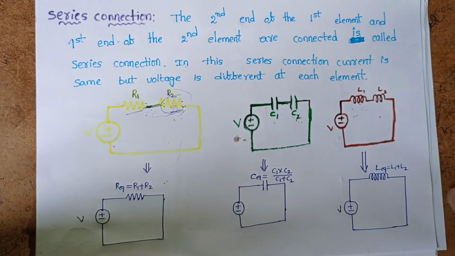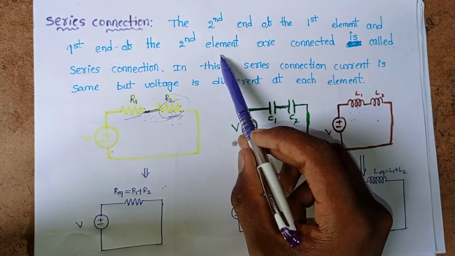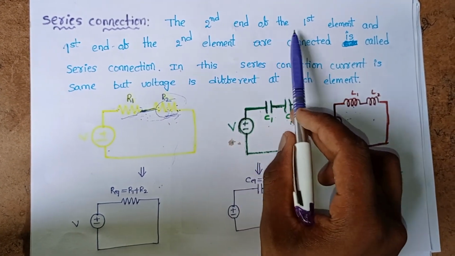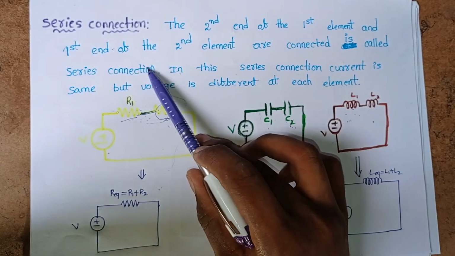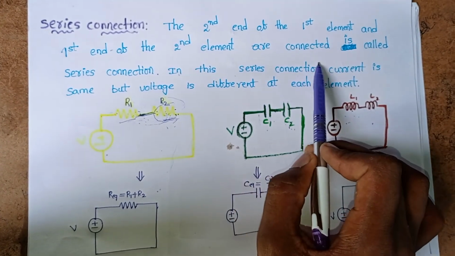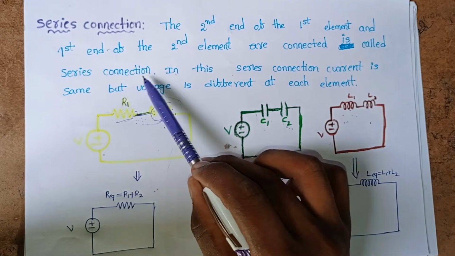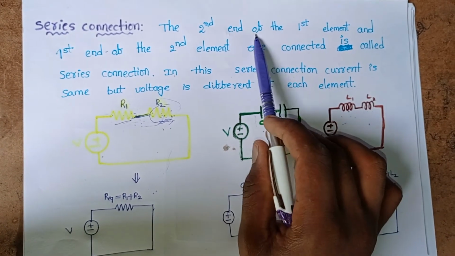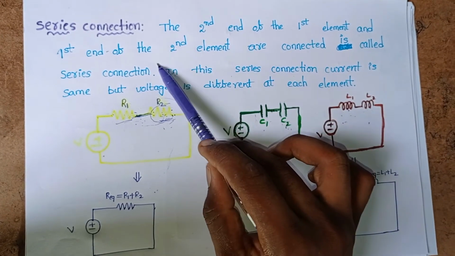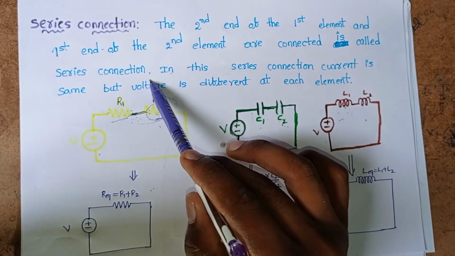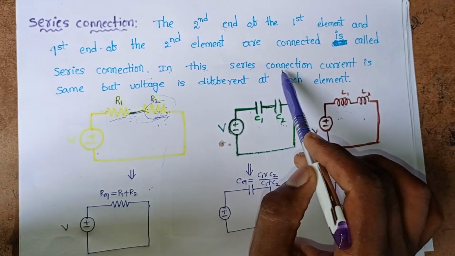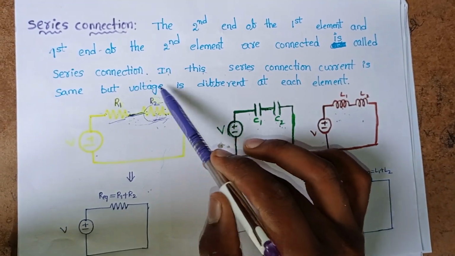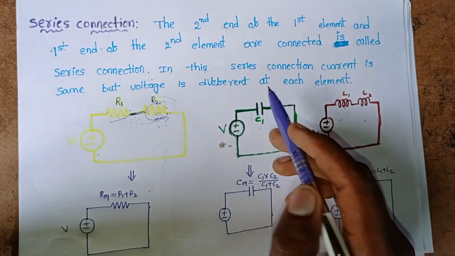Okay, let's see the definition of series connection. The second end of the first element and the first end of the second element are connected is called series connection. In this series connection, current is the same but voltage is different at each element.